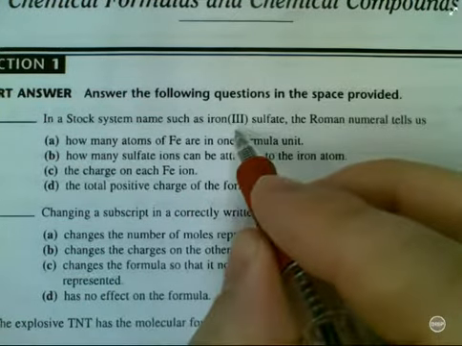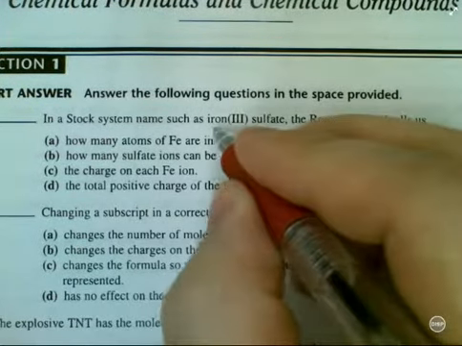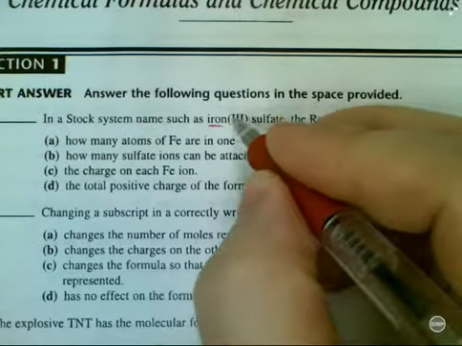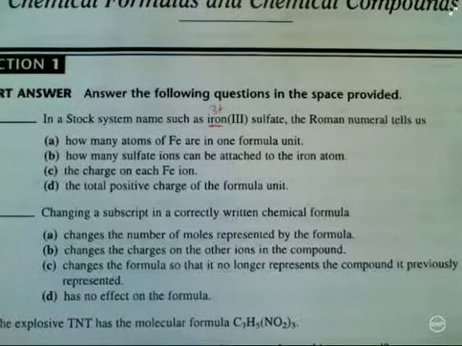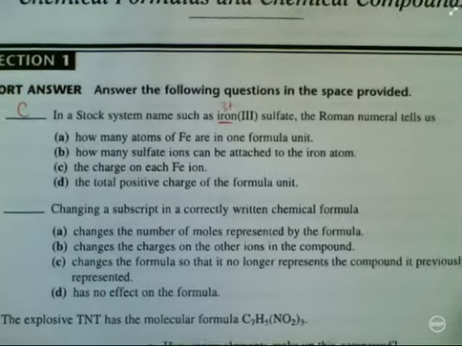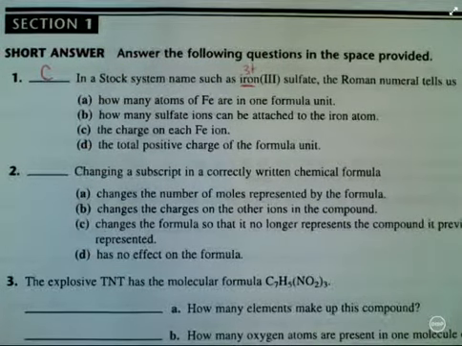Whatever the Roman numeral is listed after, that is going to be the charge of that species. So iron has the Roman numeral listed after it. It has a 3, so that's going to be a +3. Now we're going to learn a little bit more about this stock system next section, so keep your ears on for that. But for now, we are going to say that that Roman numeral represents the charge on that iron ion.